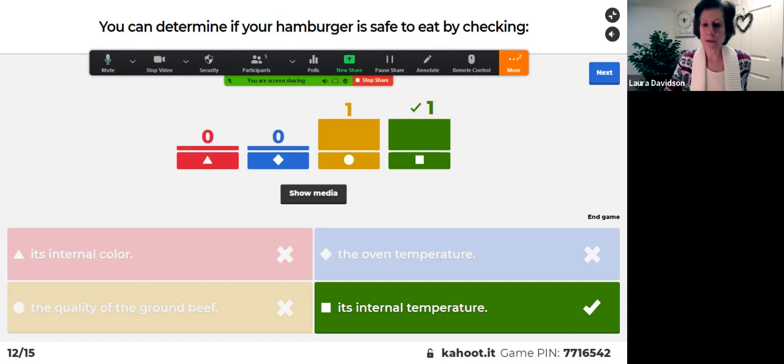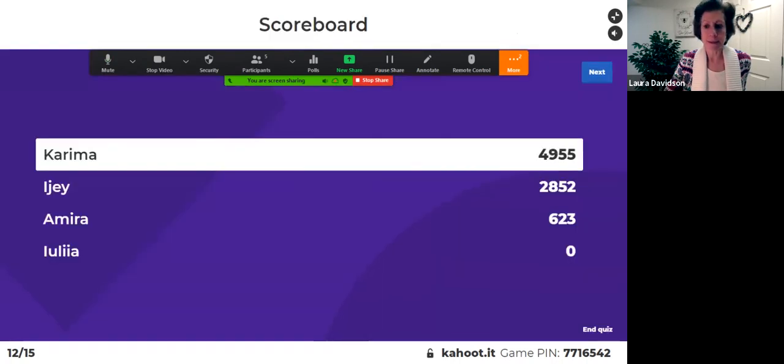Okay, the temperature is the best thing to check. Quality of the beef's important, by the way. They found that there's less food poisoning around grass-fed beef than corn-fed, which is very interesting. But the temperature is what you really need to check for food safety.